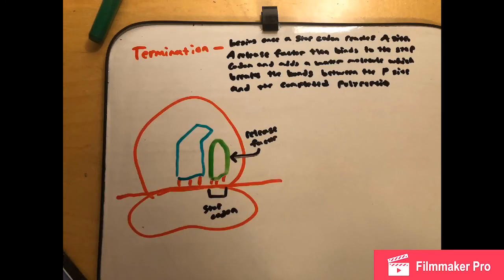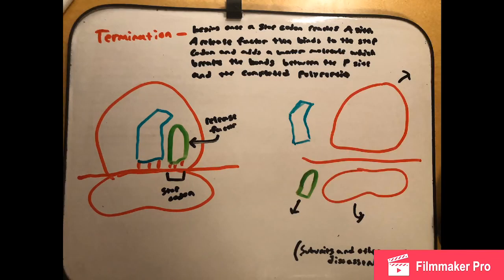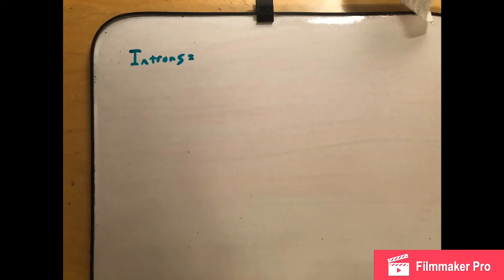Termination begins once a stop codon reaches the A site. A release factor then binds to the stop codon and adds a water molecule, which breaks the bonds between the P site and the completed polypeptide.